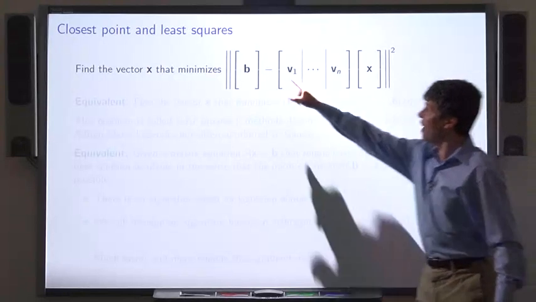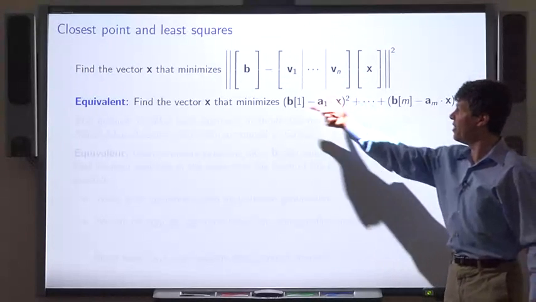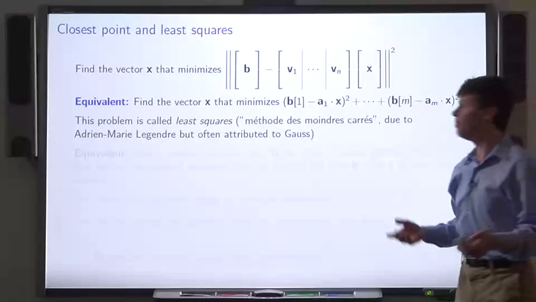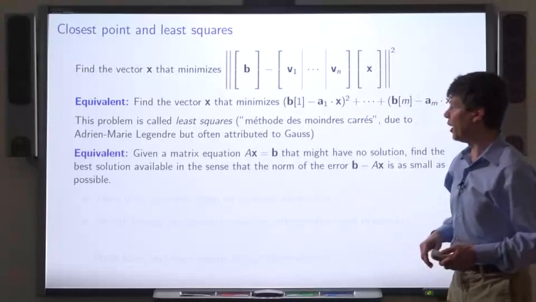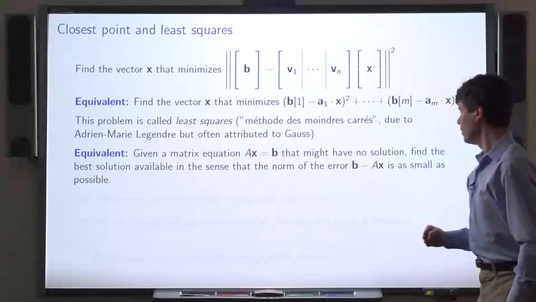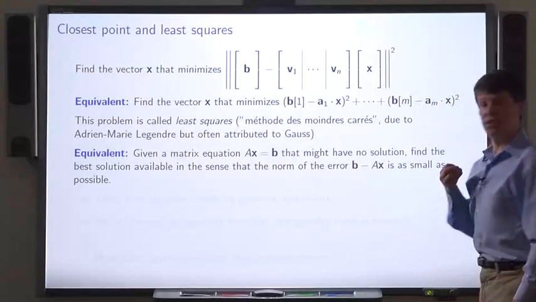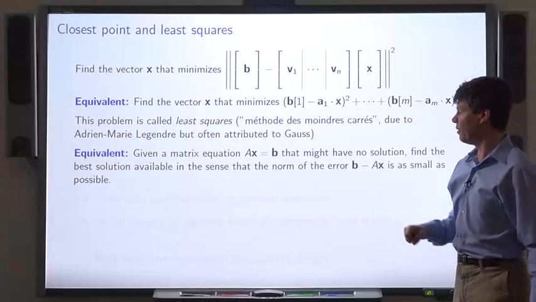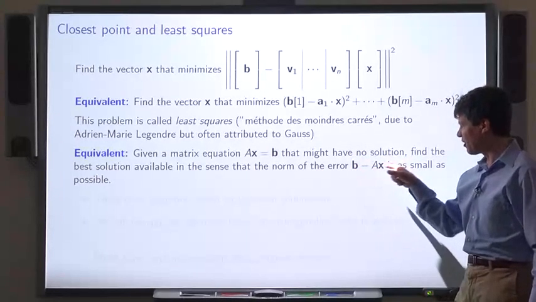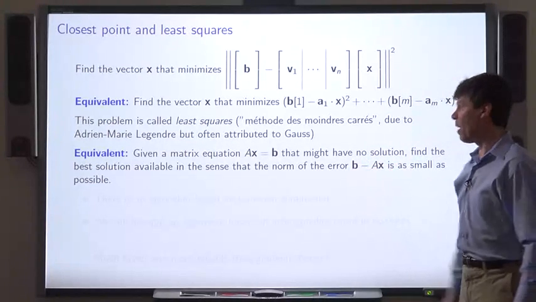All right. So finding the vector x that minimizes this norm squared, which is equivalent to finding a vector x that minimizes this sum of squared differences, this is called least squares. It goes back to Legendre, sometimes attributed to Gauss. An equivalent way of formulating the question is, given a matrix-vector equation Ax = B, in case that equation doesn't have a solution, find the best solution available. Find a solution that minimizes the error, where the error is the difference between the target vector B and the vector Ax that you found. You want to make that error have as small a norm as possible.